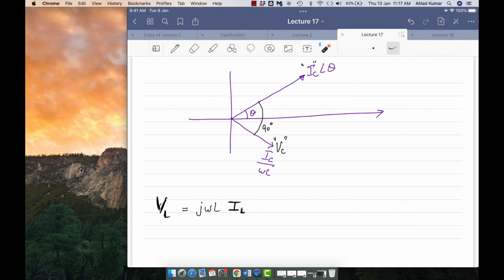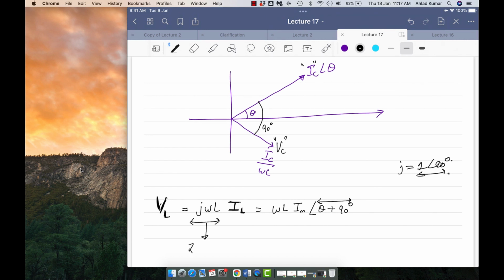And from here, if you want to write the expression for this, it will be Im angle theta plus 90 degrees. J is nothing but 1 angle 90, so you are adding 90 degrees here. Sir, we have to find Z, that is omega L. Yes, we have to find the impedance Z(j omega), which is j omega L for the case of inductance.